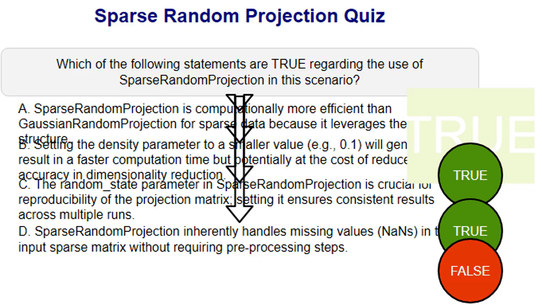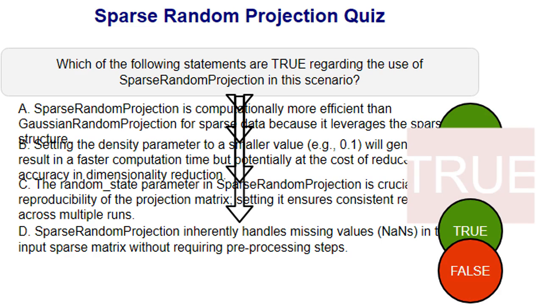I agree. SparseRandomProjection uses the fact that the data is sparse to speed up calculations. It cleverly avoids unnecessary calculations for the many zero entries, making it much quicker than other methods like GaussianRandomProjection when dealing with sparse datasets. I think this is right.